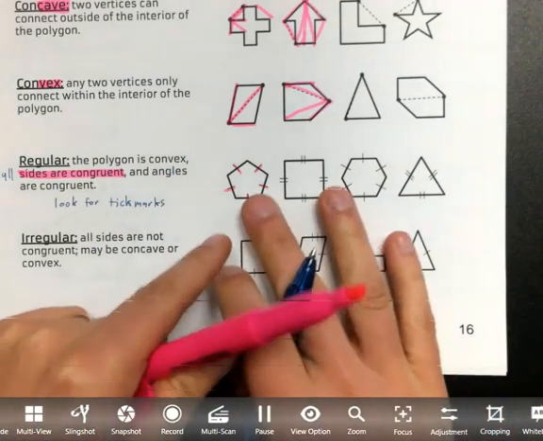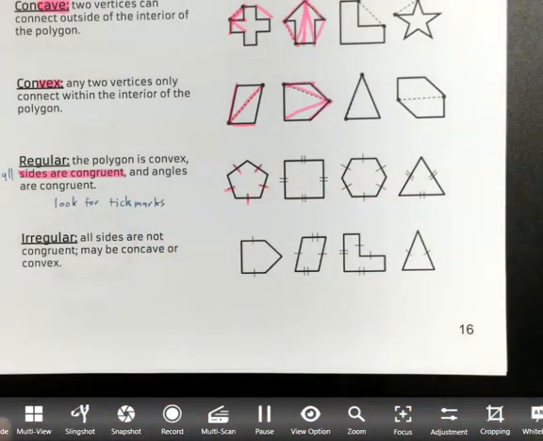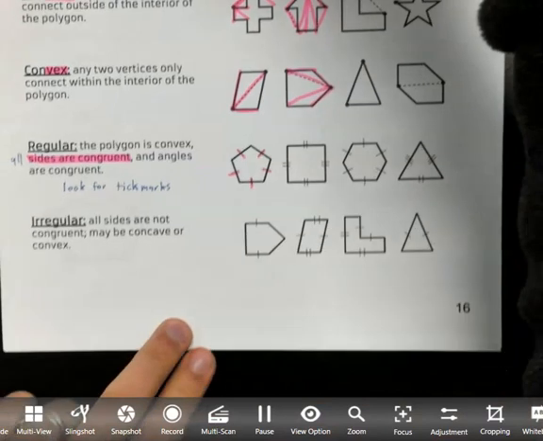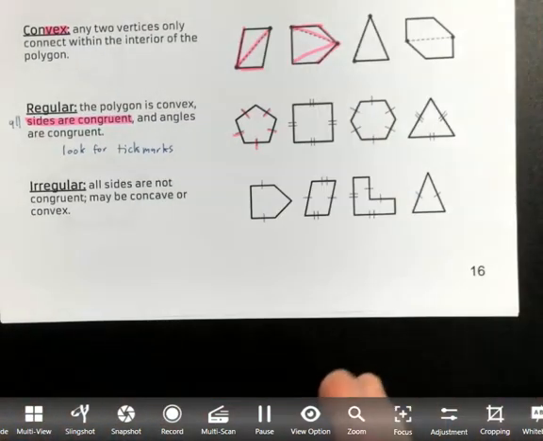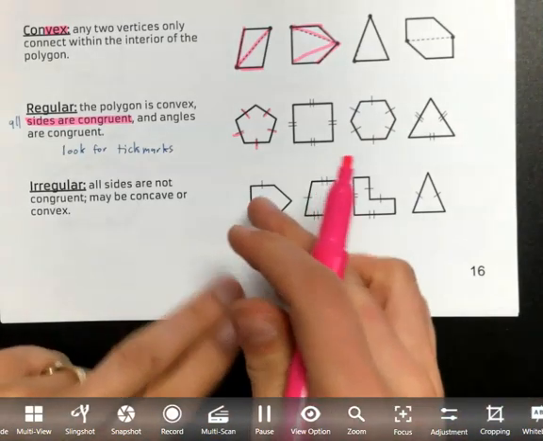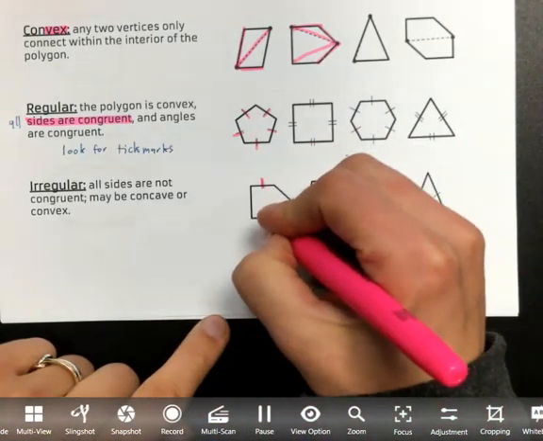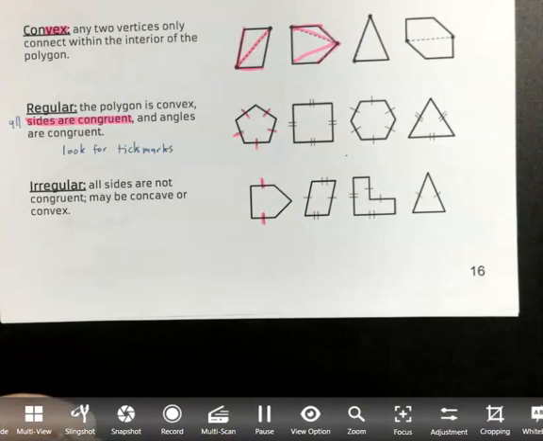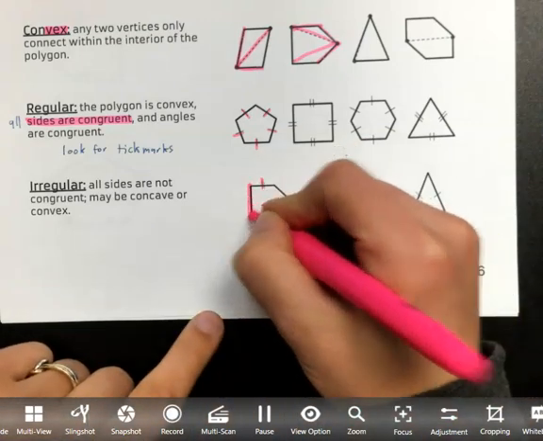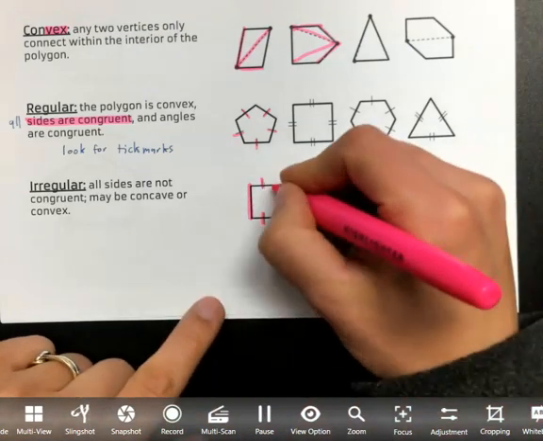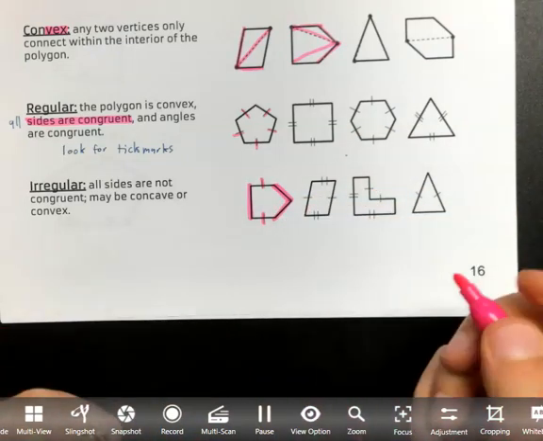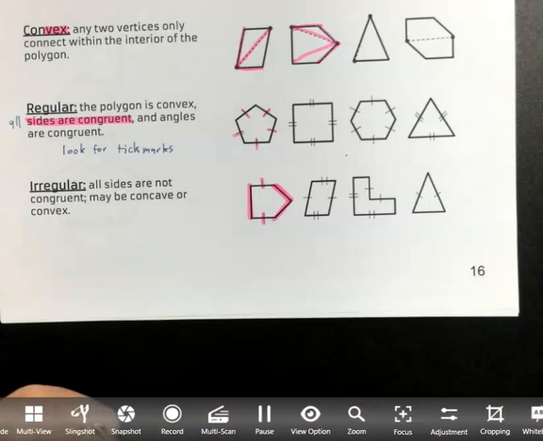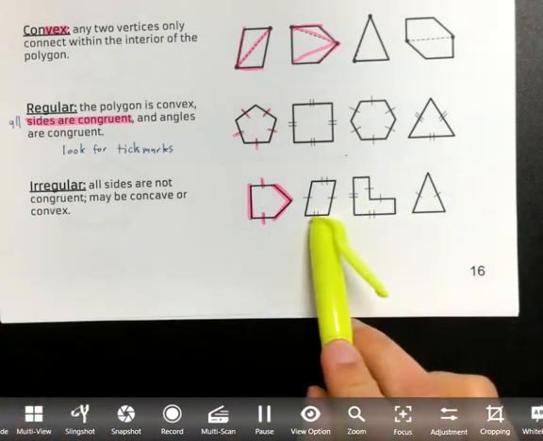Now, if it's regular, it means all sides are congruent. Irregular means that not all the sides are congruent. So, like, over here, you'll be like, oh, there's tick marks right here, must be regular. Not true, because there's no tick mark on this piece, no tick mark on this piece, no tick mark on this piece. Not a regular polygon.